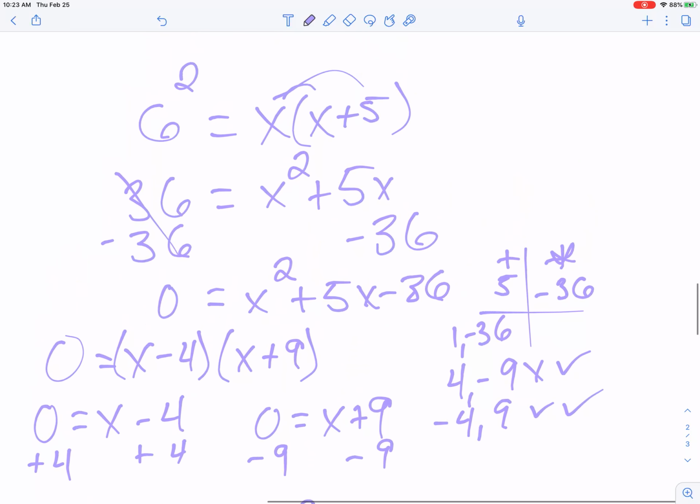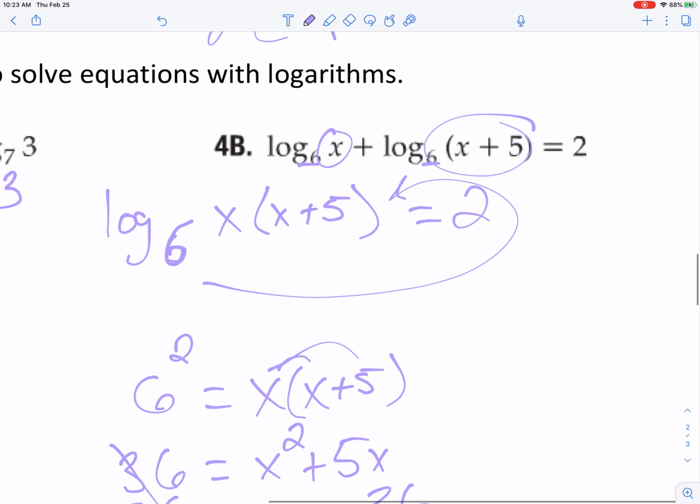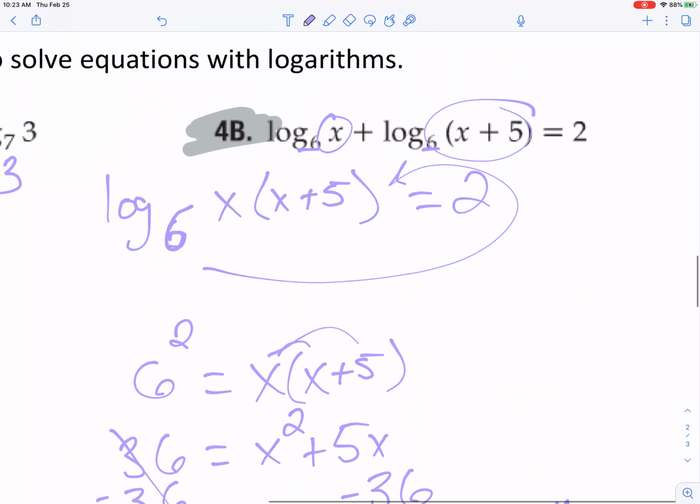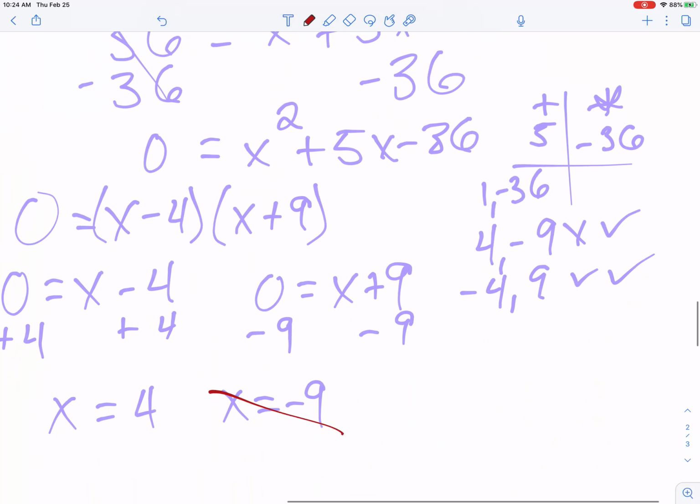And then again, I would double check and plug those in. Because you actually are going to want to plug them all the way back into the original up here. And when I plug in 4, no big deal, right? It was positive 4. Positive 4 plus 5 is 9, and this is just a positive 4 over here, so that's okay. But when I plug in that negative 9, I have a conflict here. Again, I can't have negatives. So the negative 9 is not a valid answer, but 4 is.